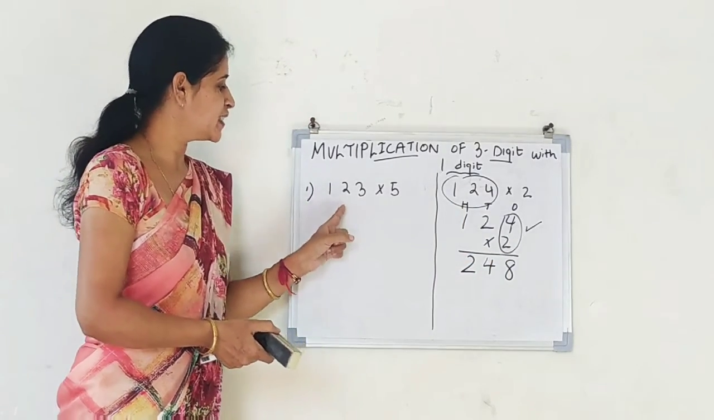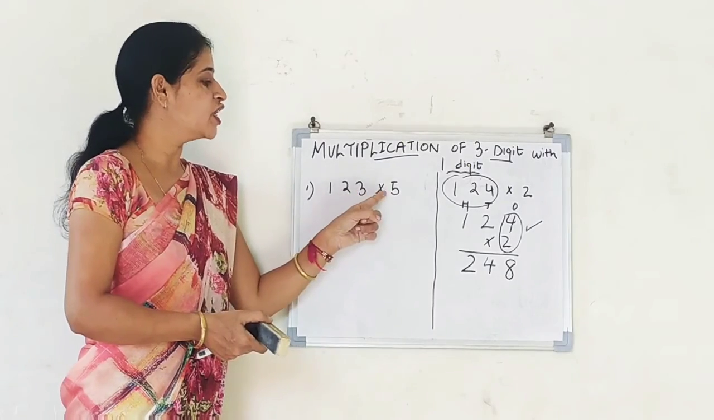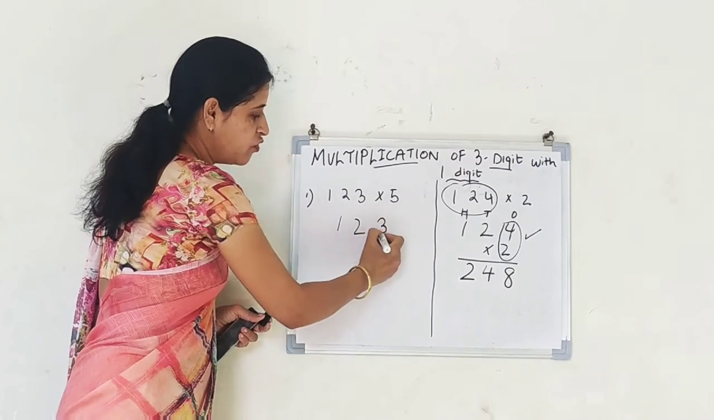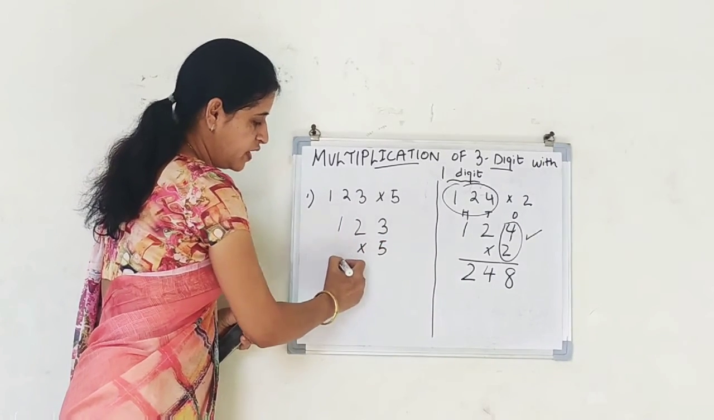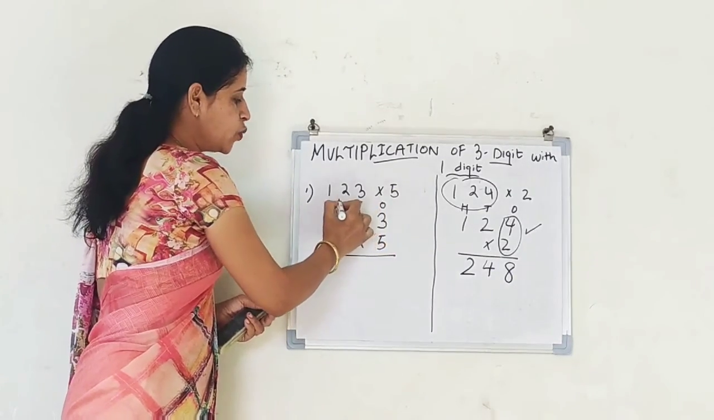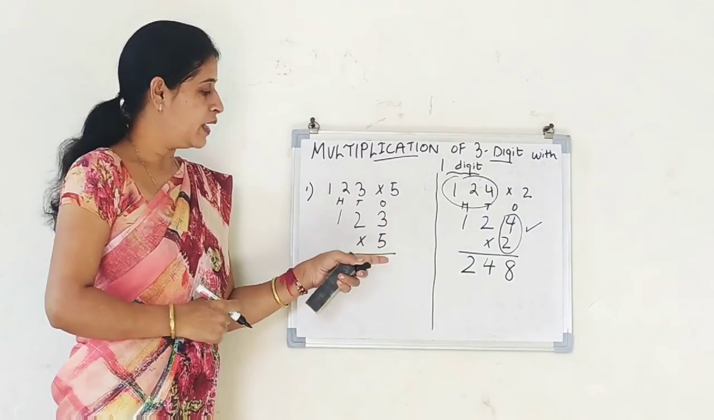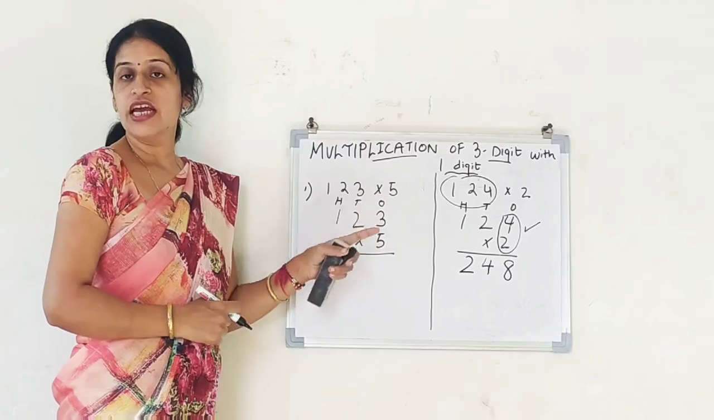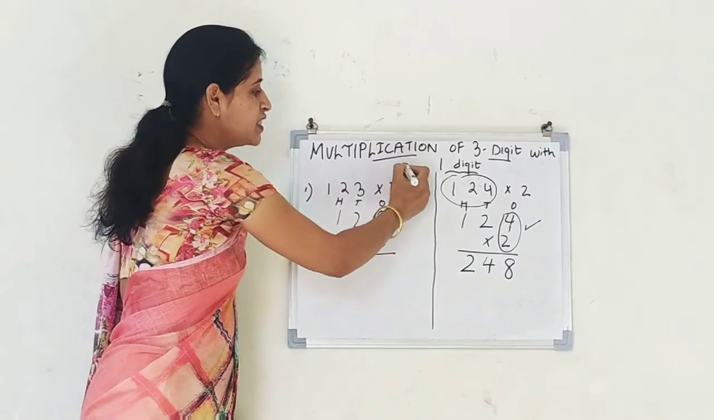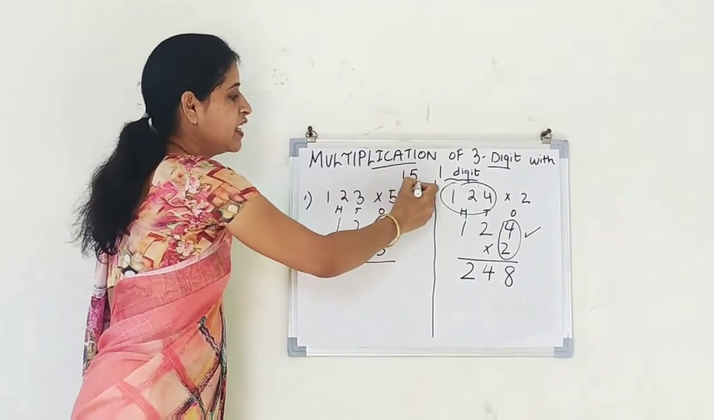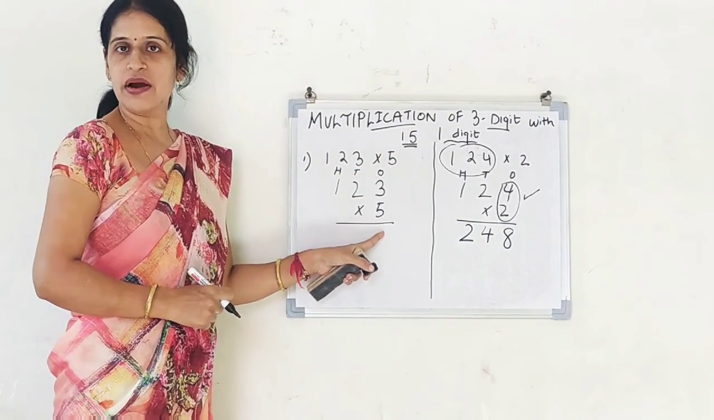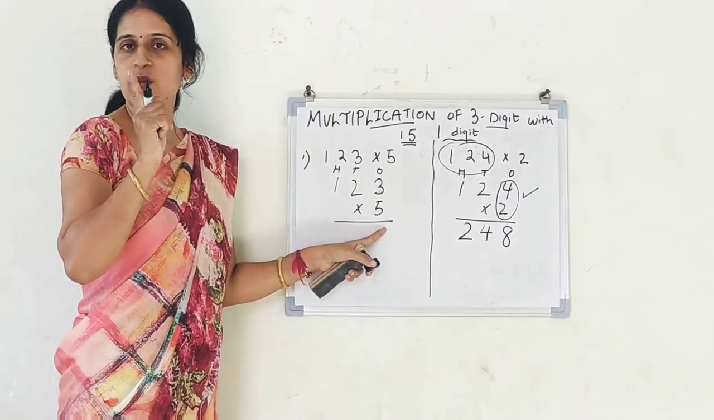Now let's switch on to the next sum. See, 123 into 5. Let us write it in the column form. 123 into 5. Clear? Now again in the same way we start with the ones column. We multiply this 5 with 3. 5 3s are what? According to the table, 5 3s are 15. But this is a 2-digit number. Can we write a 2-digit number here? No. We can write only a 1-digit number.